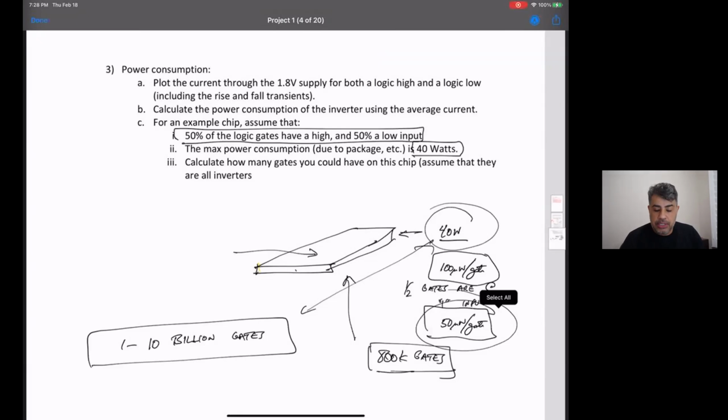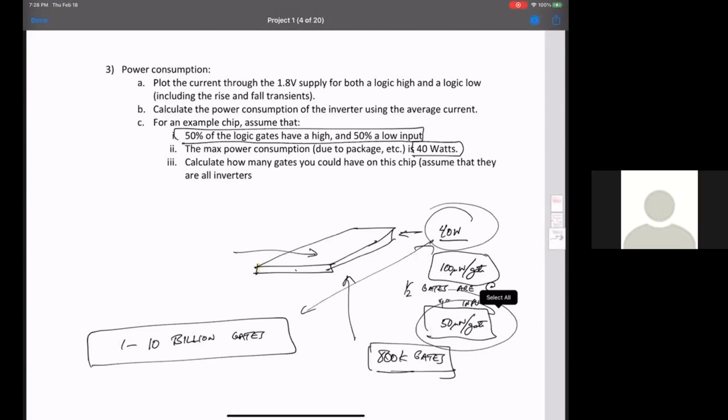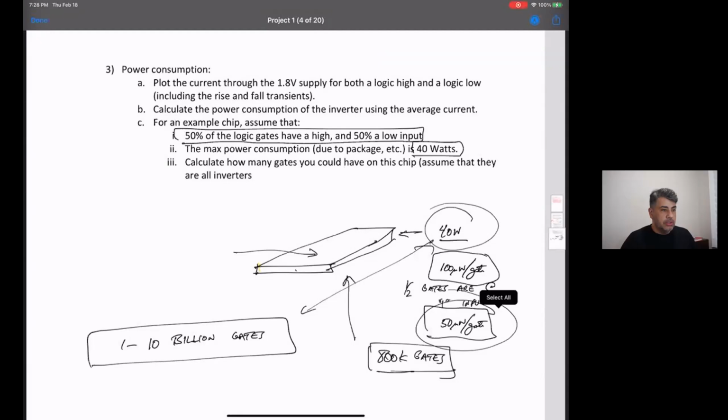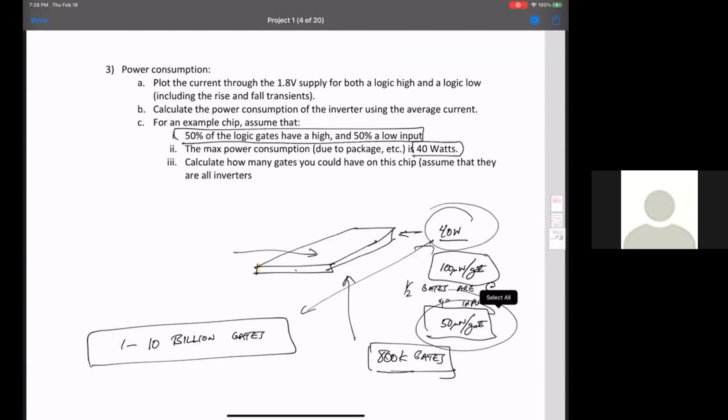Anyway, that was the intent of that. Does that help? Yes. Okay, cool. And then for the power consumption, that's what we're going to find for letter B, right?